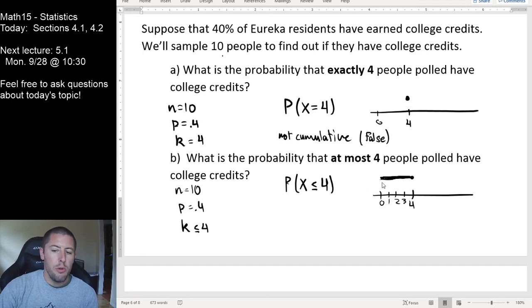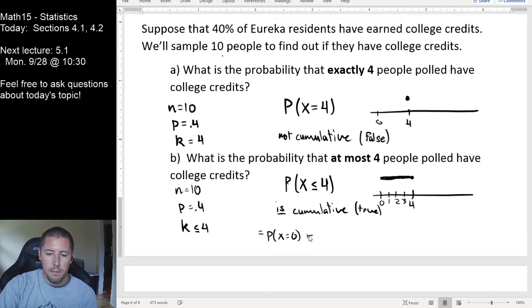We want to accumulate the probability of getting 0, plus the probability of getting 1, plus the probability of getting 2, plus the probability of getting 3, plus the probability of getting 4. Rather than doing an addition of 5 different binomial calculations, we can just tell it, listen, accumulate all of the binomial calculations up until we get the value of 4 here. So this is cumulative. So we'd give true.